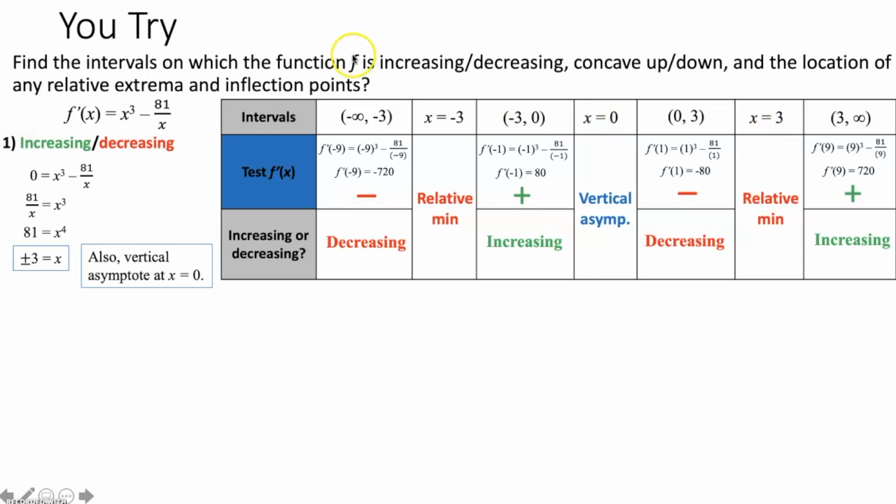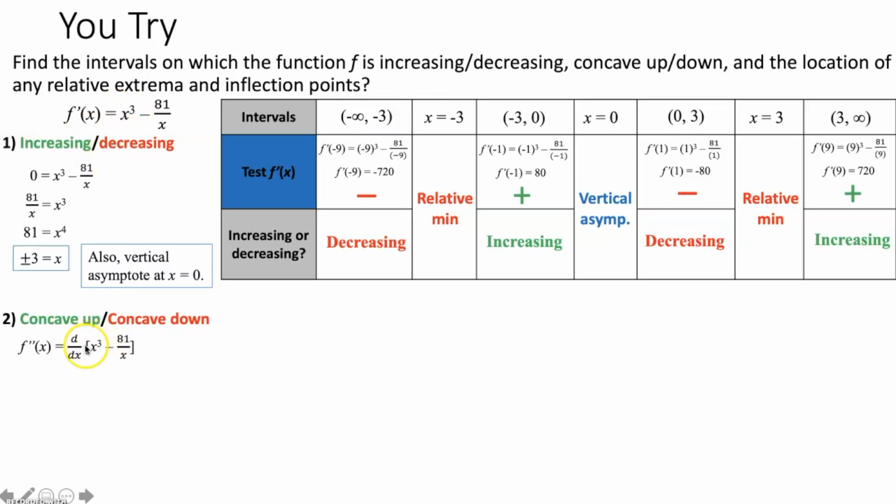Now let's figure out where this function is concave down or up. To do that, we need to figure out possible points of inflection. And to figure out those, we need to determine where the second derivative either equals 0 or does not exist. So we need to figure out the second derivative of this function. To do that, we just take the derivative of our derivative. Here, we're going to take the derivative of each term separately.